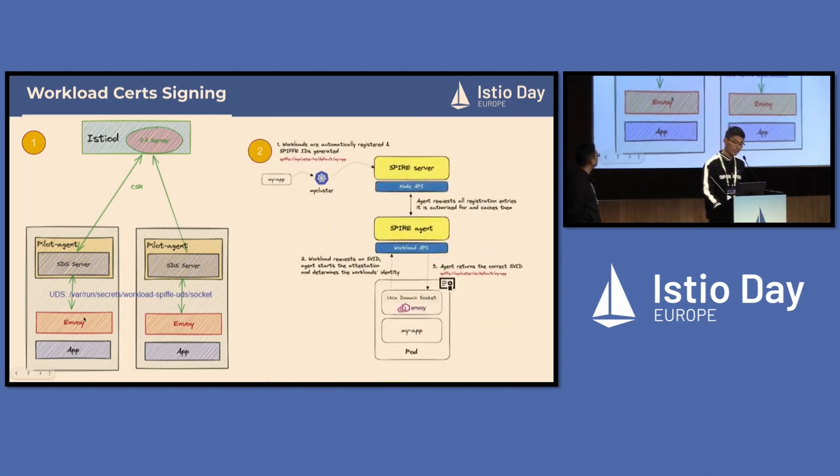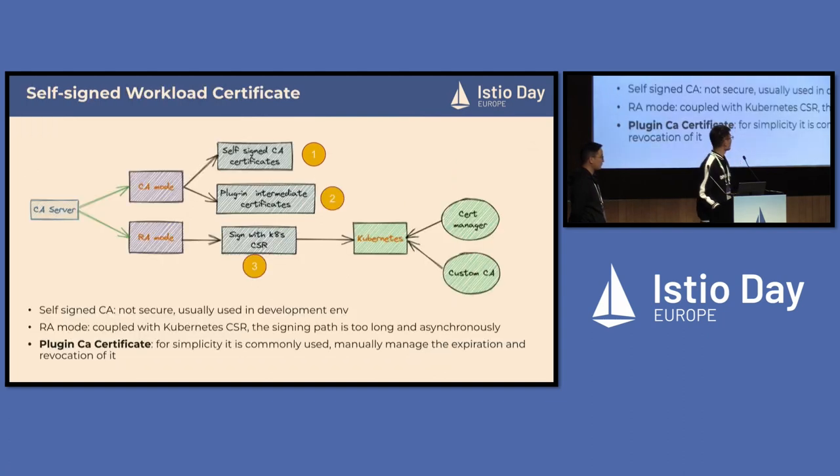And the second mode is that istiod can integrate with Spire. In production, we actually recommend this more secure and easier way to sign workload certificates. But we have to make sure that we are familiar with both Spire and the integration solution.